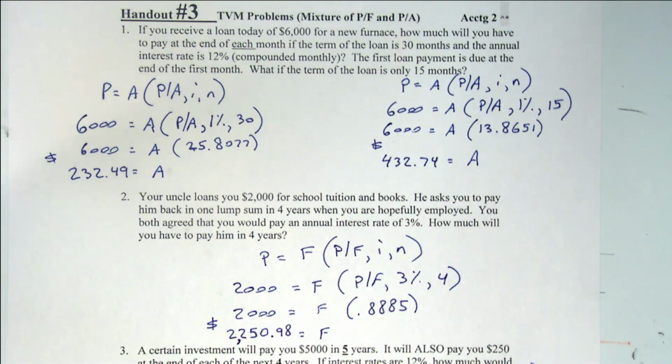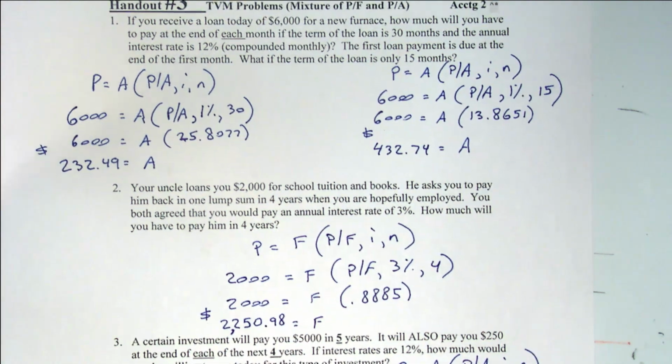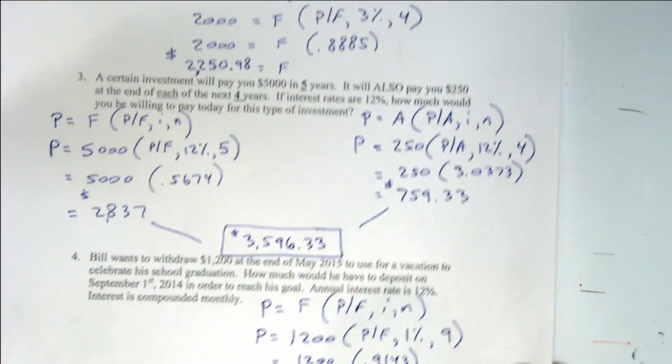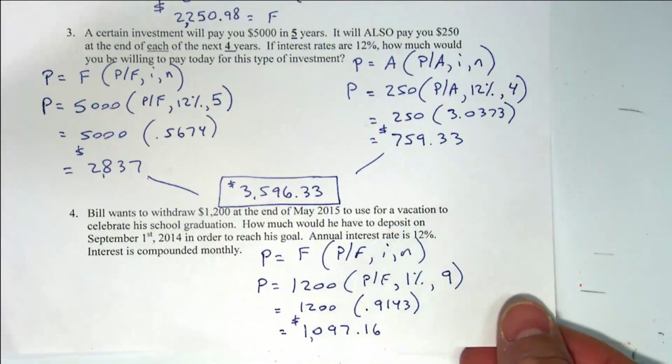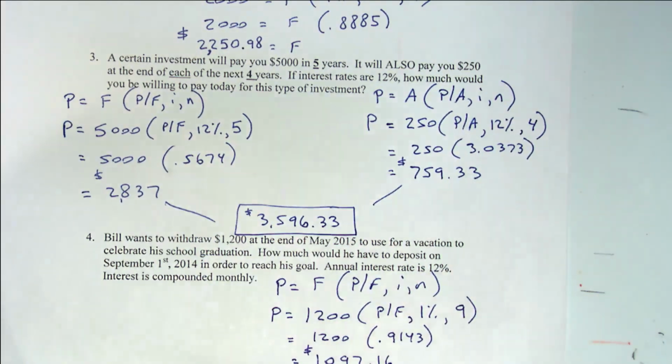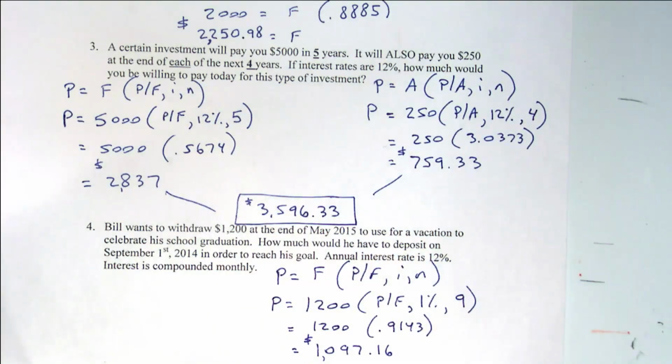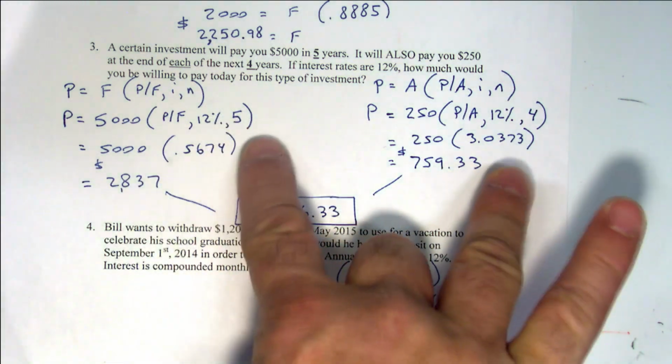Okay? Any questions on 1 or 2? Okay, let's take a look at 3 and 4. 3 is that one where we actually have a P of F problem and a P of A problem, right? And they're actually different periods.